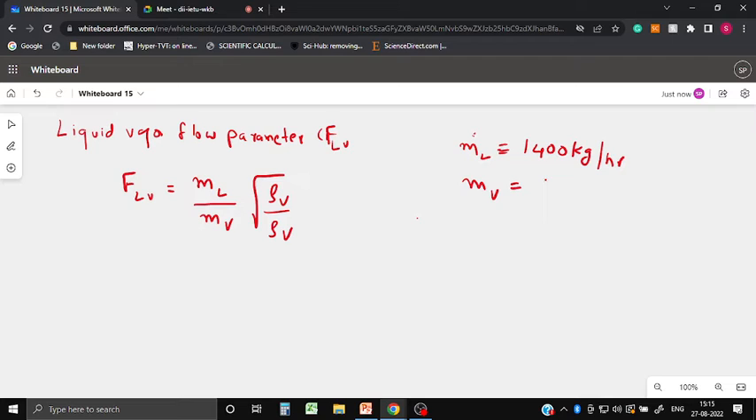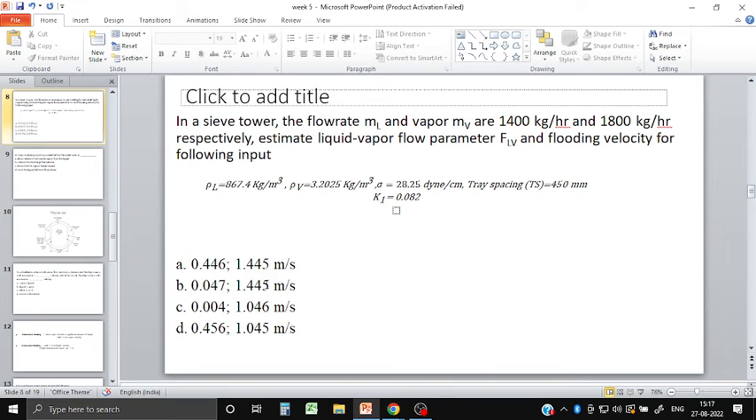0.047259. Yes, 0.0472. Then they have also asked us to find flooding velocity for the below conditions. So we know that 0.047 is what we got, so the option will be B. So we need to find flooding velocity also to check whether it is matching with it or not.